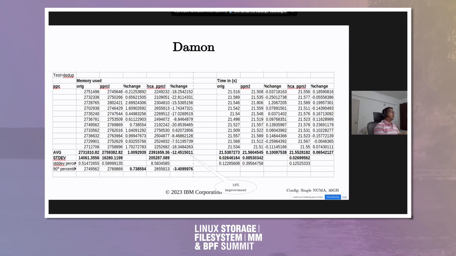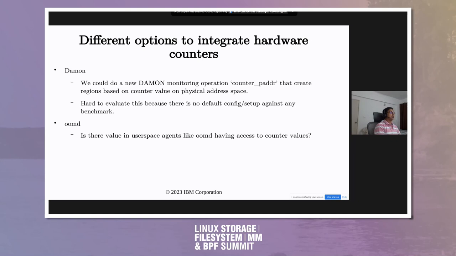But I think there is also value in looking at hardware counters being exploited by DAMON operations, as shown by this example. Since proactive reclaim was also something that I looked at while looking at dedupe, I also want to throw out the idea: is there a value in exposing this to user space, like an out of memory daemon? Do we want to have counters there so that these user space applications can make intelligent decisions on access counts? That's mostly what I had.